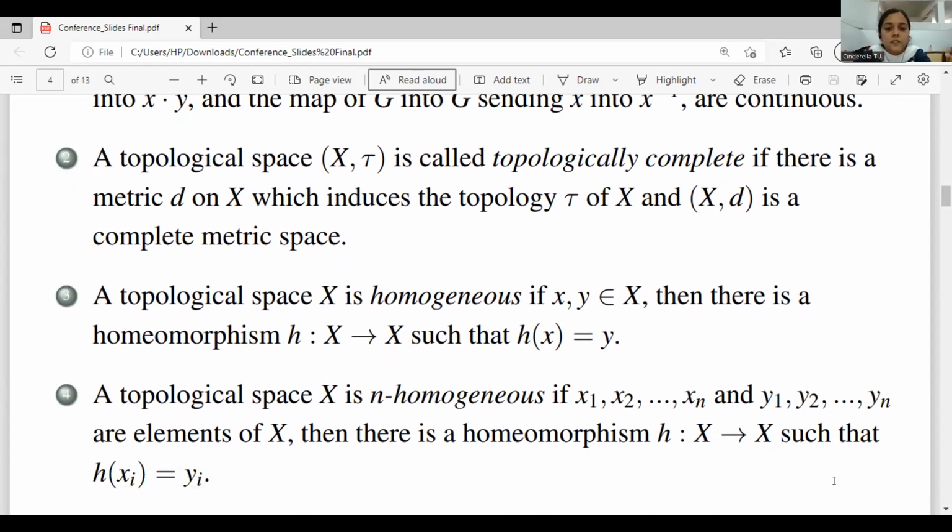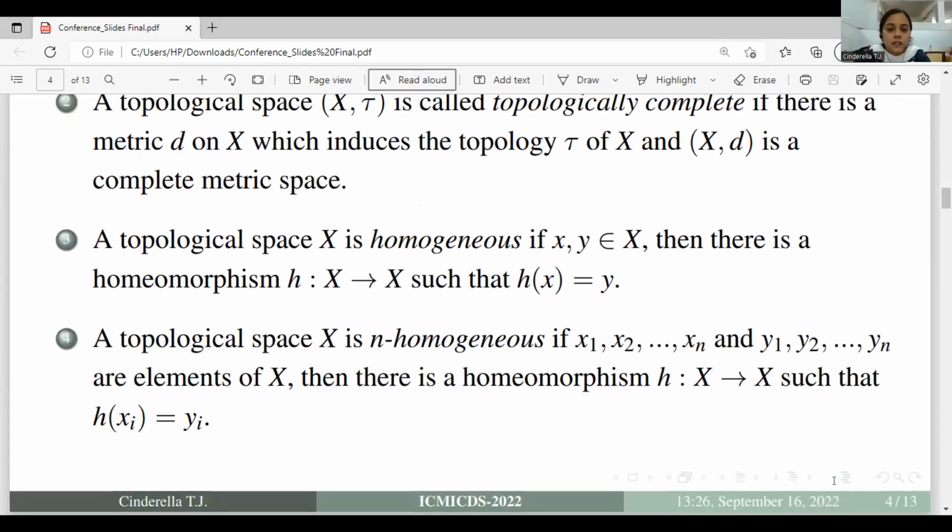Now coming to the next definition, that is homogeneity. A topological space X is homogeneous if given any two points, there exists a homeomorphism mapping one to the other. And also we have a result that says that every topological group is homogeneous. We saw what a topological group is, and we already saw the Cantor set as an example. So now we can say that the Cantor set is homogeneous.